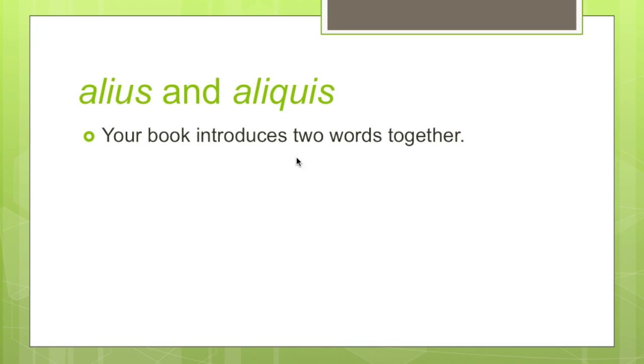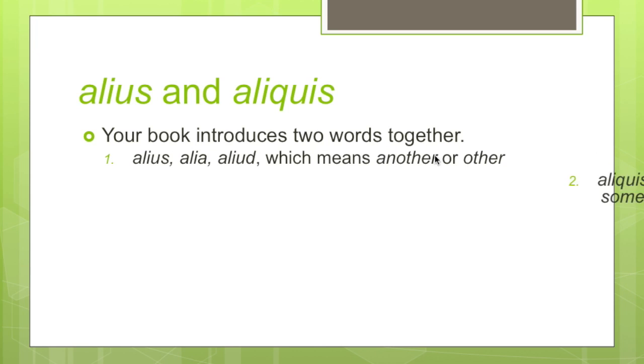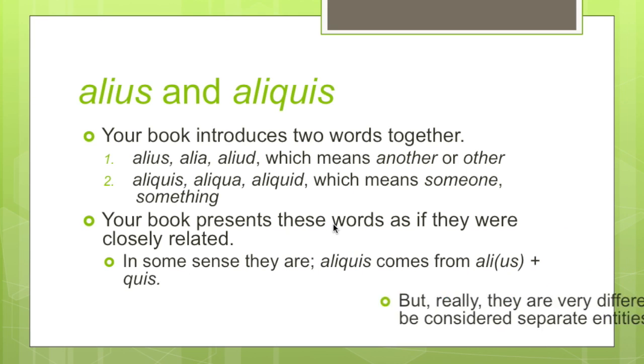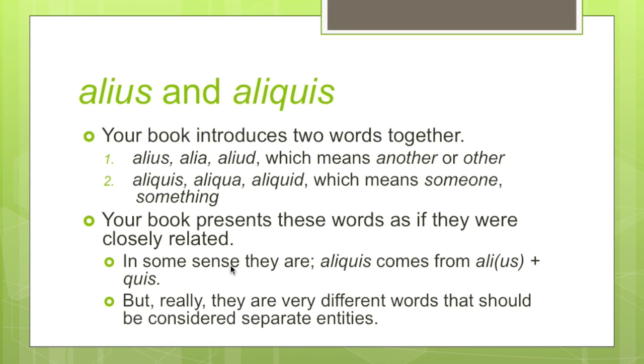Your book introduces two new words together. Alius, alia, aliud, which means another or other, and aliquis, aliqua, aliquid, which means someone or something. Your book presents these words as if they were closely related. In some sense they are. Aliquis comes from the stem of alius plus the word quis. But really, they are very different words that should be considered separate entities. So although your book presents these two words right next to each other as if they were related, it's probably best to think of them as very different things.